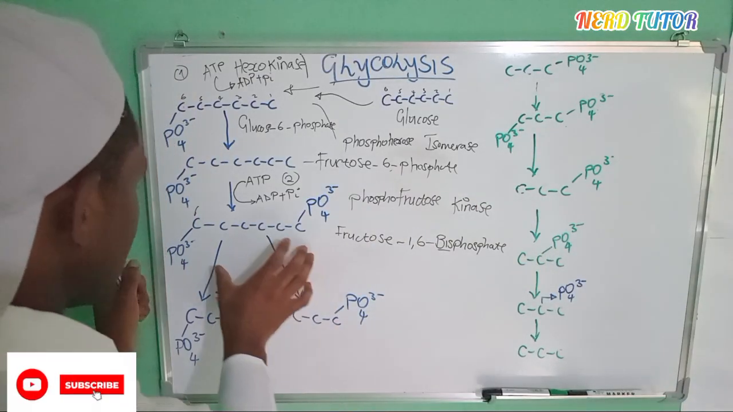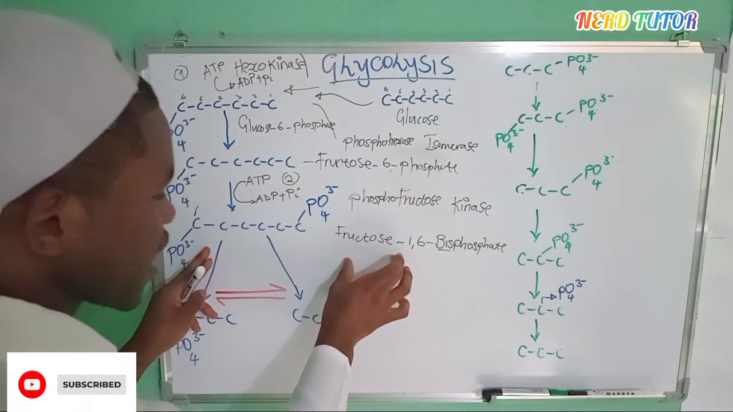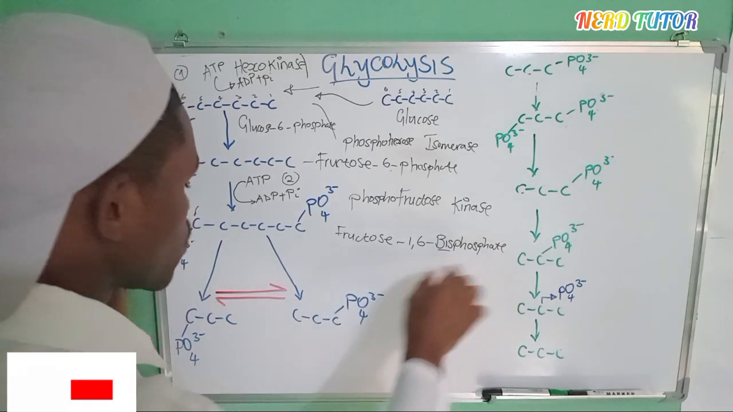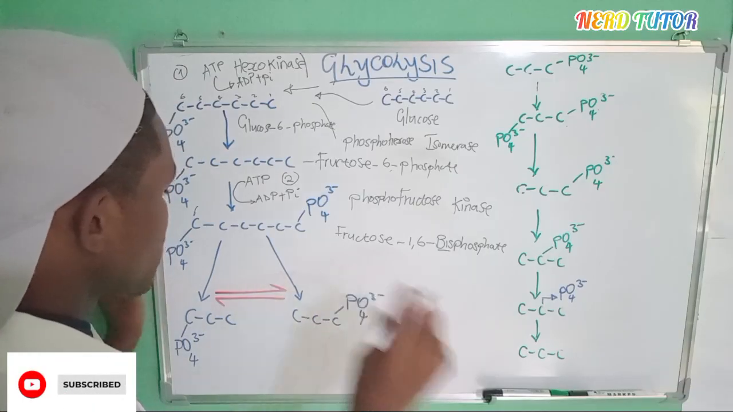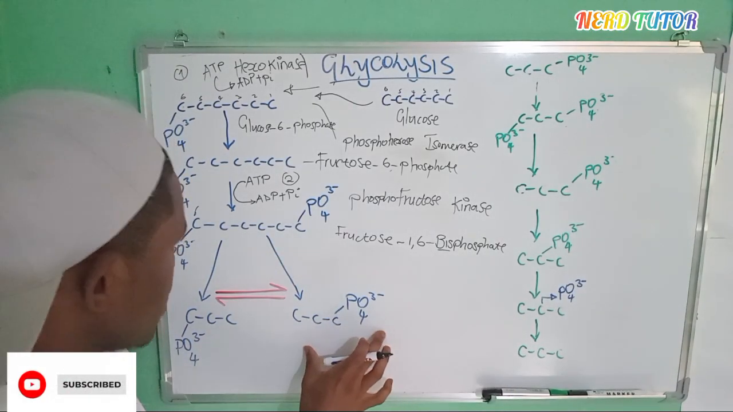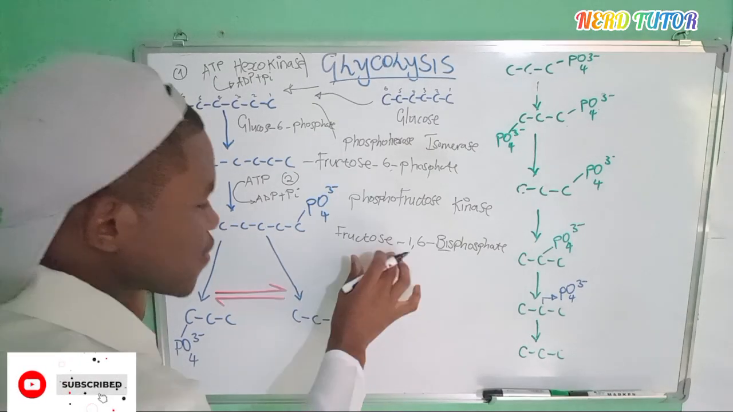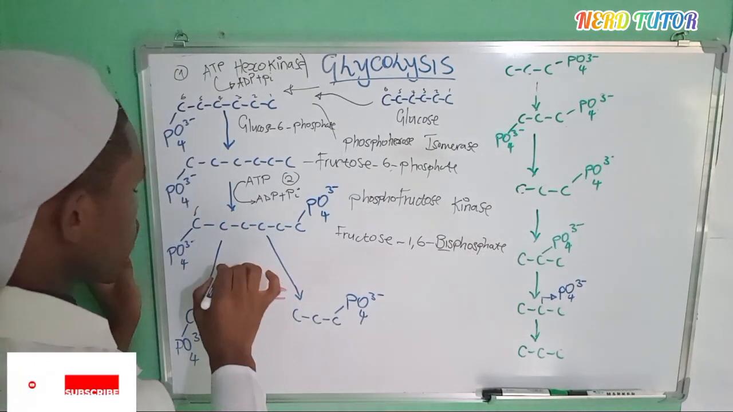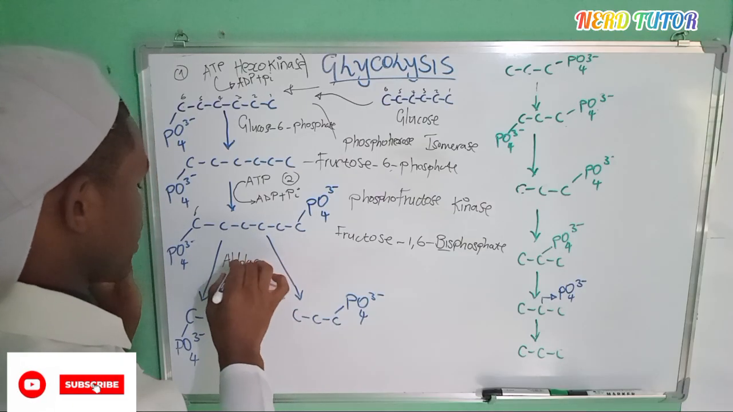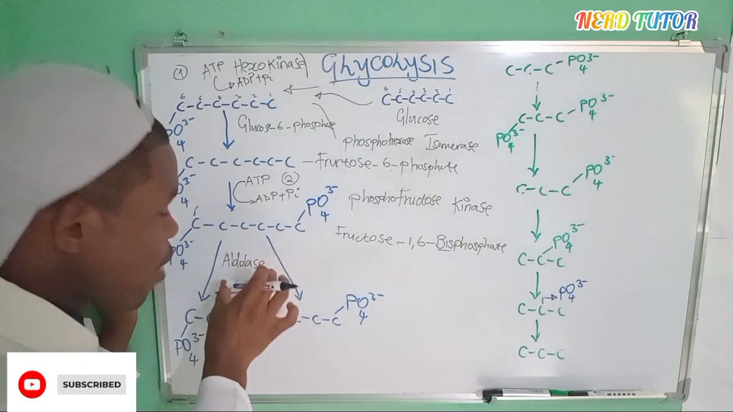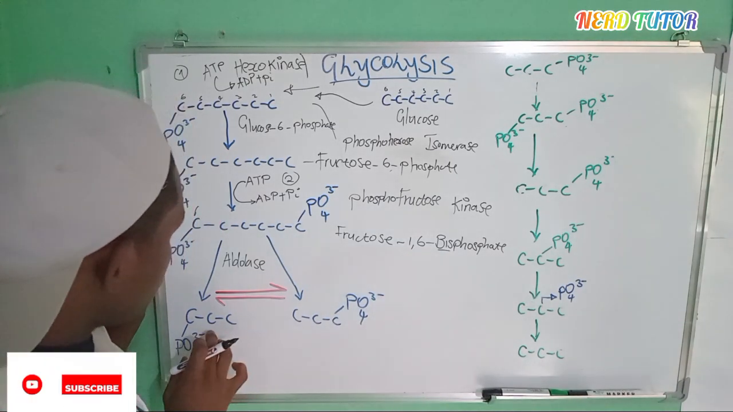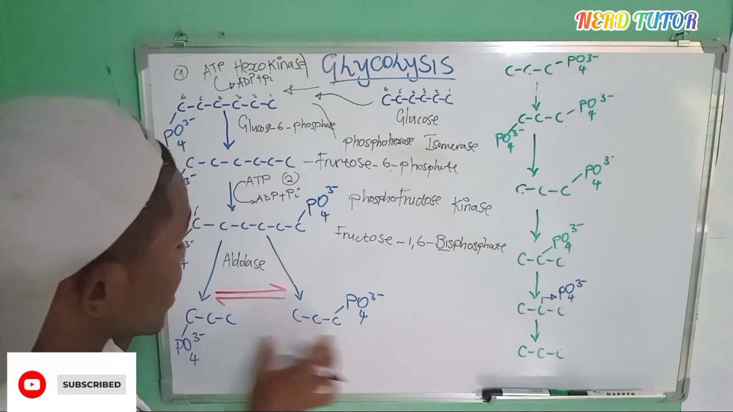So now this molecule that we have here, the fructose 1,6 bisphosphate, it will undergo cleavage. So it will split into 2 molecules, this one and this one. The enzyme responsible for splitting the fructose 1,6 bisphosphate, we call it aldolase. So the aldolase is splitting the fructose 1,6 bisphosphate into 2 molecules. So these are different molecules.